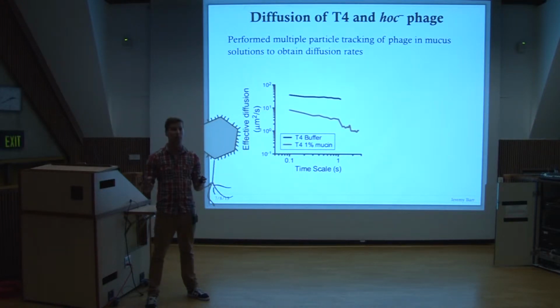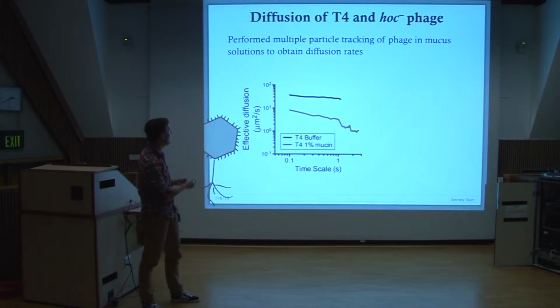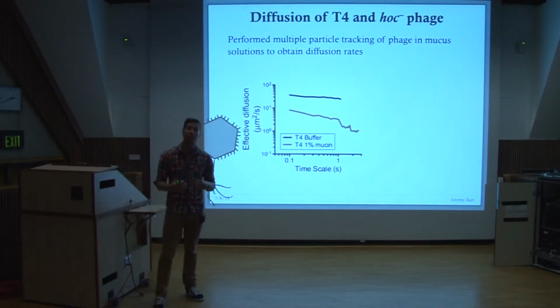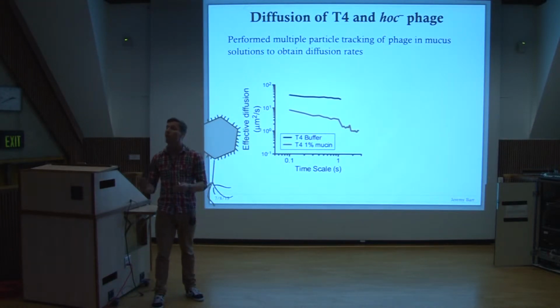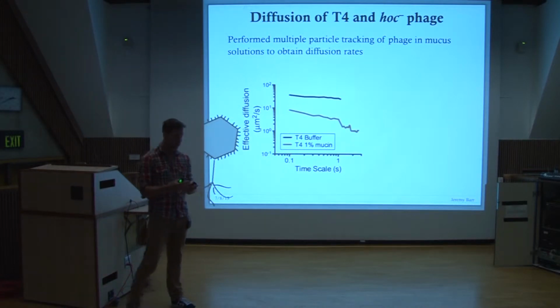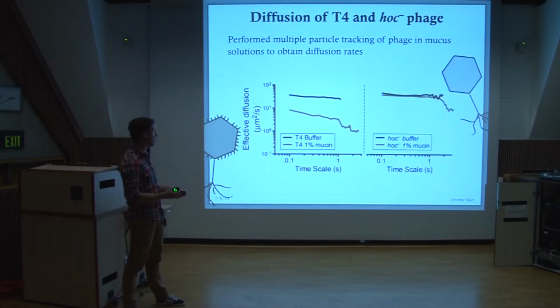Compared to the same phage in a 1% mucus solution, you can see the diffusion instantly drops, and we have this downward slope in diffusion profile over time, indicating that this phage is either sticking to or being hindered by that mucus solution. So if we do the exact same experiment with our HOC knockout phage, we can see that it's almost diffusing as rapidly in the mucus solution as it is in that buffer control.